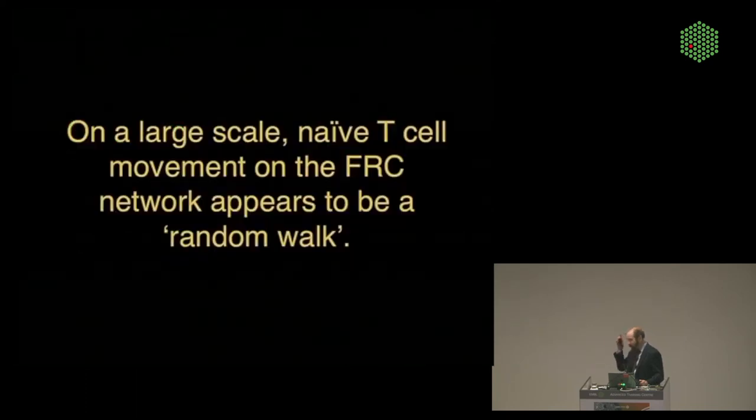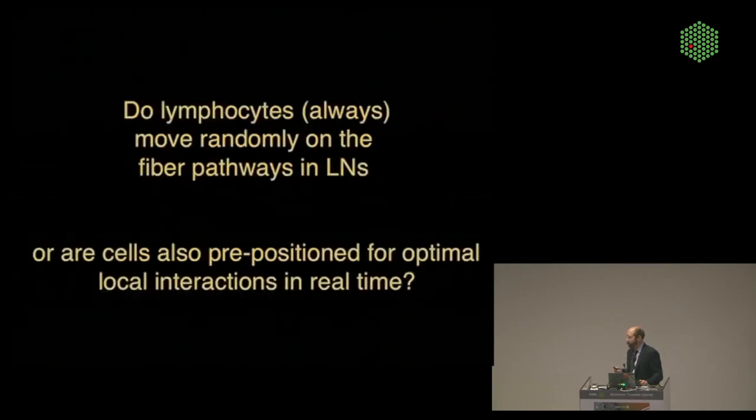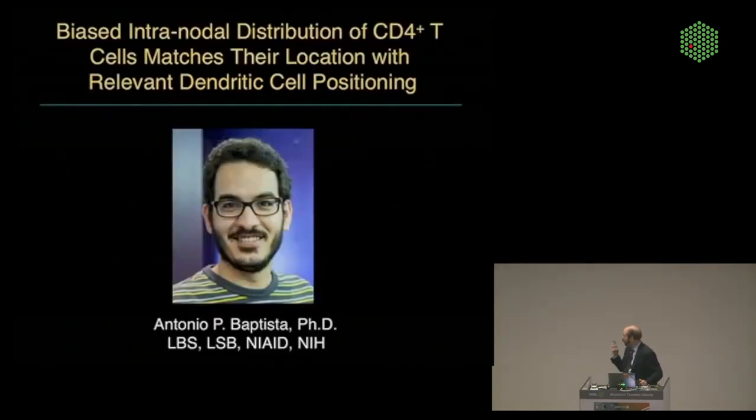Now that appears to be a random walk, and I've told you you can bias it with chemokines. But the question is, do they walk on all of that network that extends throughout the T cell zone, or do different subsets of lymphocytes take up particular positions that begin to match the dendritic cells that I told you are specialized for talking to them and alerting them to infection? And so this is work that Antonio has done in the lab.